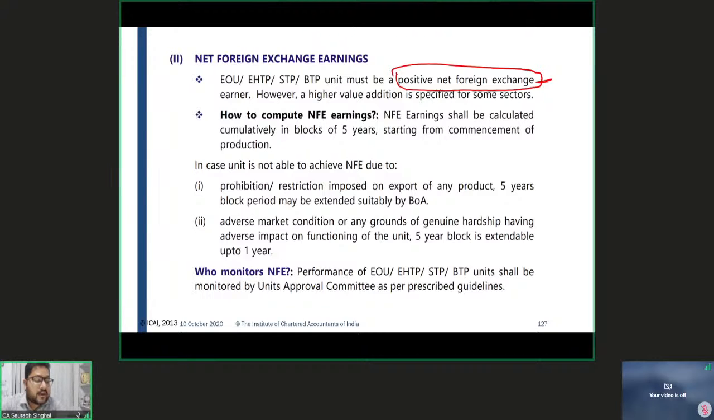Up till what time do you have to maintain this positive net foreign exchange? In the 5 years. So this NFE is not checked every year. This is checked in a block of 5 years. So for every block of 5 years, you have to maintain a positive NFE for you to be eligible as an EOU, ESTP, STP and BTP unit.